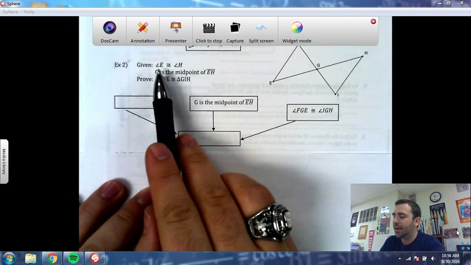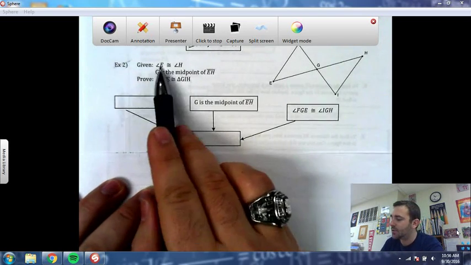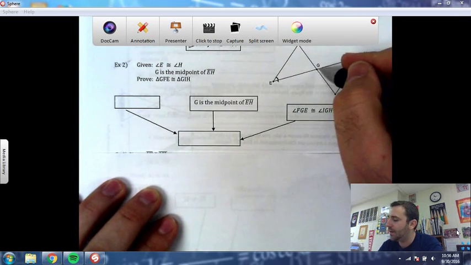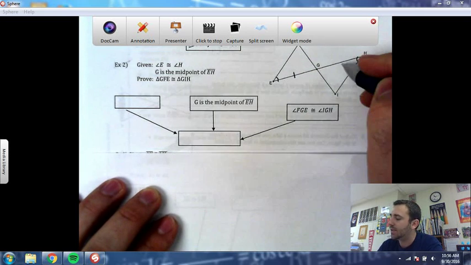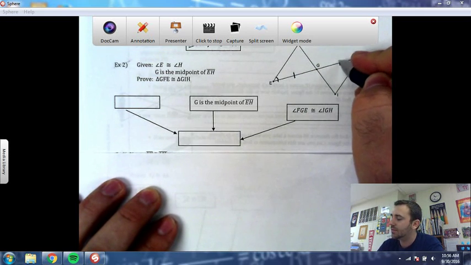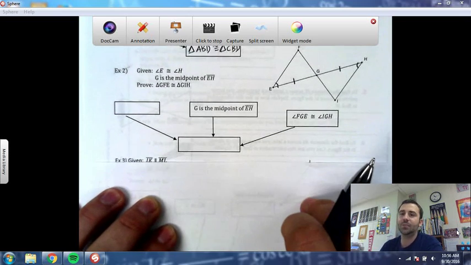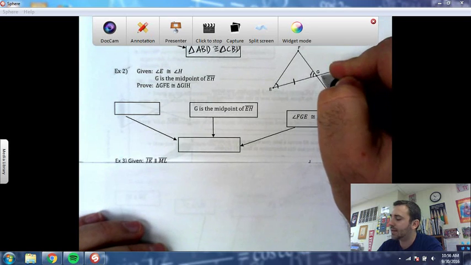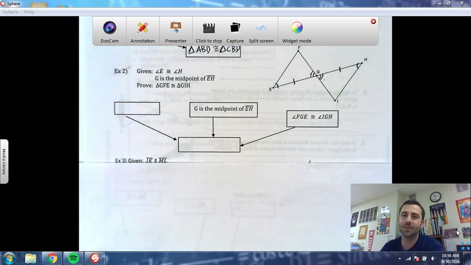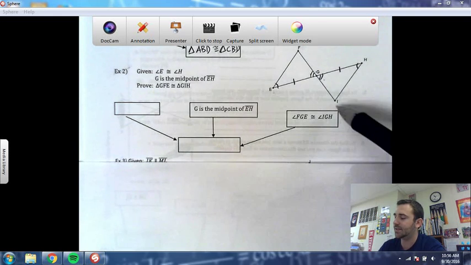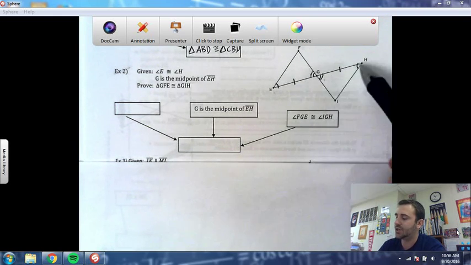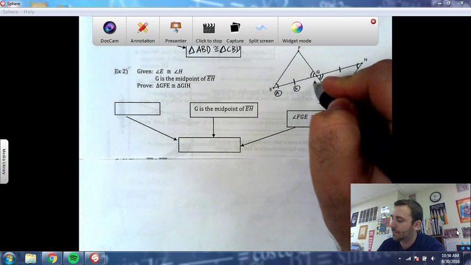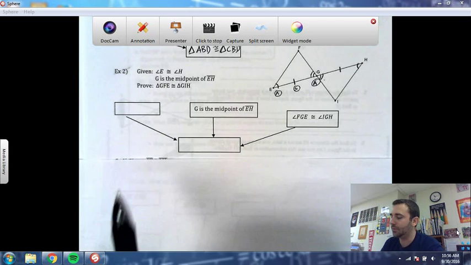So look at our given, and we're going to start by marking up the picture. Angle E is congruent to angle H. G is the midpoint of EH, which tells me segment EG is congruent to segment GH. And then looking at the picture, I look for what I can assume. I see that I have these vertical angles, so I can state that the vertical angle theorem tells me that angle FGE is congruent to angle IGH. And so now that I have that all marked up, I'm going to go ahead and fill it into my proof.